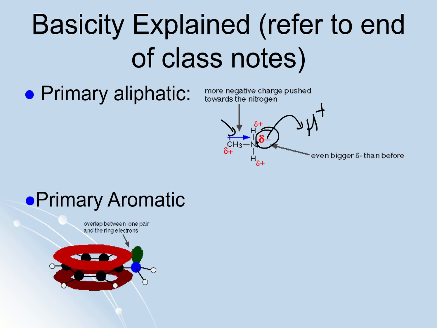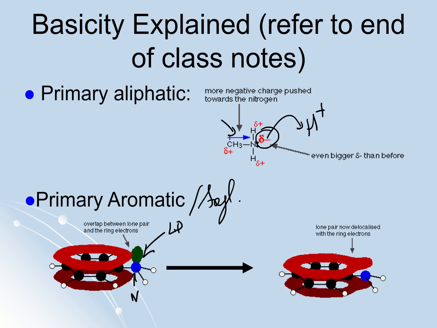If I take a primary aromatic, or an aryl group here, you can see the lone pair on the nitrogen in the green. The blue is the nitrogen, and that's the lone pair in the green. What happens is that the lone pair gets pulled into the delocalized pi bonding system. So if I have a hydrogen ion now, that lone pair is in the delocalized pi bonding system, and it cannot attract or form a dative bond with the hydrogen ion anymore. Now, you don't need to go into a huge amount of detail on this, but that's the reason for it. Hopefully you can understand it.